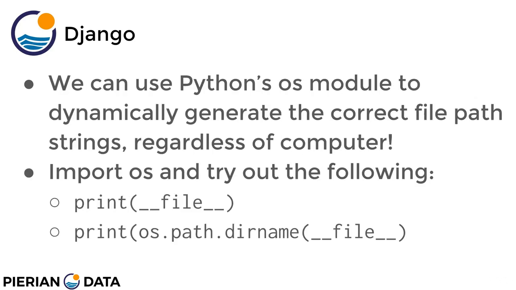Well, this is where the power of Python comes into play. We can use Python's OS module to dynamically generate the correct file path strings, regardless of whosever computer you're using or whatever operating system you're using. If you want to check this out, you can import os with Python and then try out something like the following: print __file__, or print os.path.dirname and then pass in that __file__ variable. And we're going to actually show you examples of this right when we're done with this presentation.